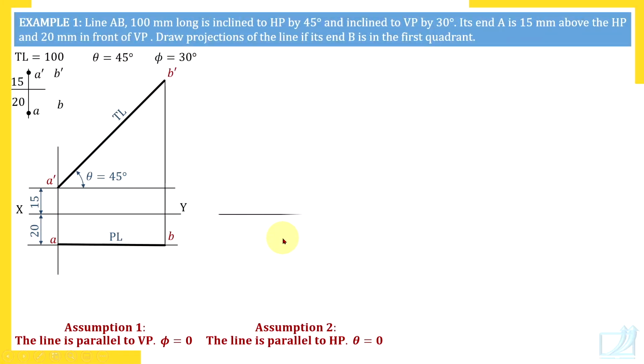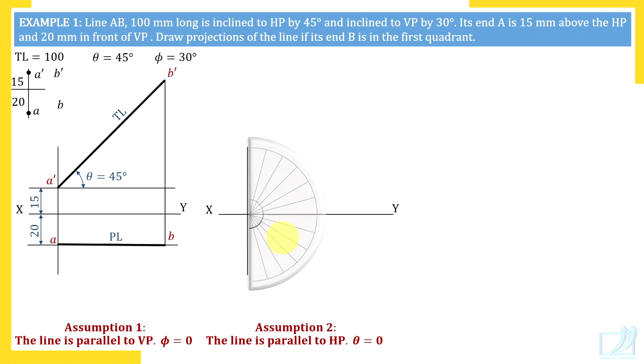So let's proceed. Here is XY line, and the projector of reference point A, this line, we have drawn. Then we'll look at A dash and A. So these are projections of reference point.